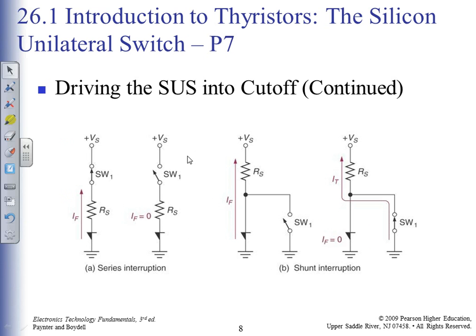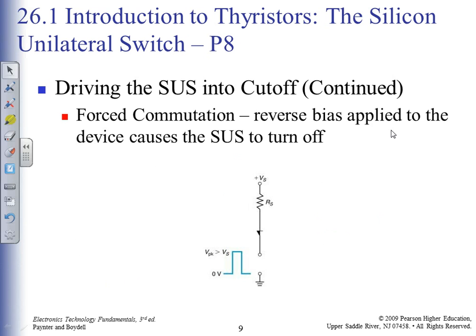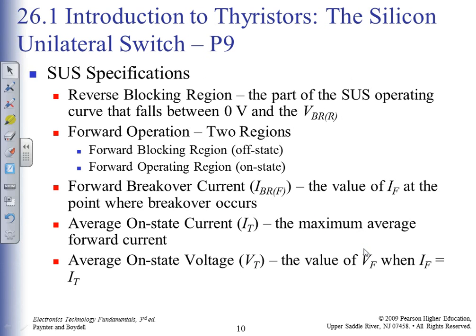It can be driven into cutoff. We look at it as I'm on or I'm off. And it might be in a series application, or it might be in a shunt application. So we have some peak voltage that happens. As long as the signal is less than that peak, it doesn't turn on. It has reverse blocking characteristics. It has forward operation only. But it can break down.